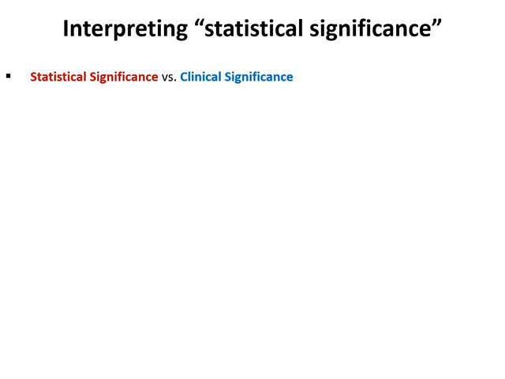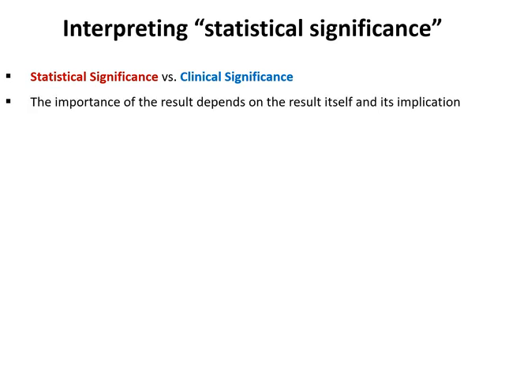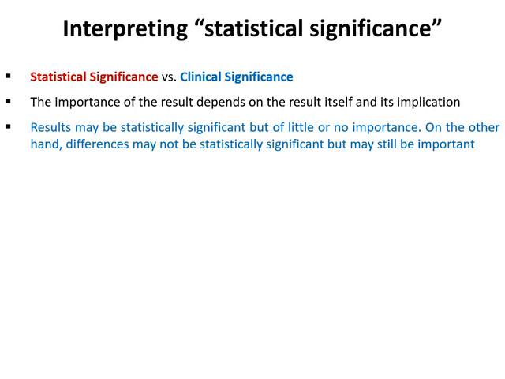You should also differentiate between statistical significance and clinical significance. Statistical significance is only related to the statistical test, while clinical significance is related to the effect of your result clinically and its implications. Sometimes you may find a statistically significant result that is not clinically significant, and vice versa.